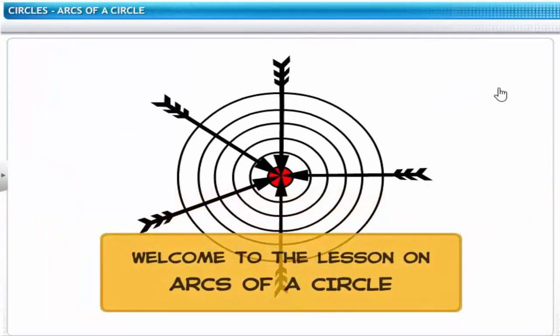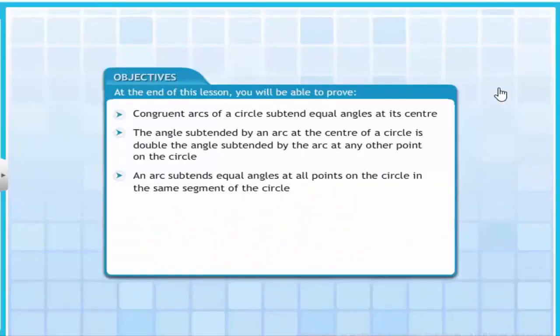Welcome to the lesson on arcs of a circle. At the end of this lesson, you will be able to prove that congruent arcs of a circle subtend equal angles at its center. You will also be able to prove that the angle subtended by an arc at the center of a circle is double the angle subtended by the arc at any other point on the circle, and that an arc subtends equal angles at all points on a circle in the same segment of the circle.